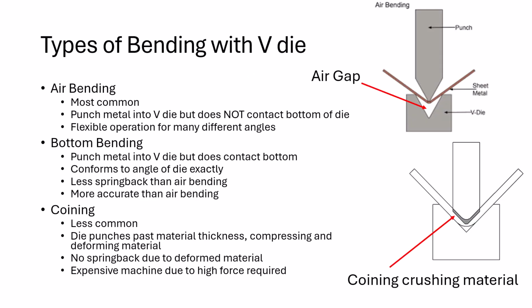So we're going to get quickly into types of bending. I'm going to try to speed it up a little bit here. I know I'm talking too much. All right, so we have air bending, bottom bending, and coining. So air bending, you're going to have an air gap down here. This is the most common, especially nowadays when we've gotten a little better at our processes.